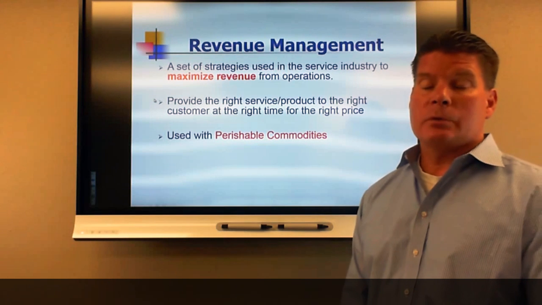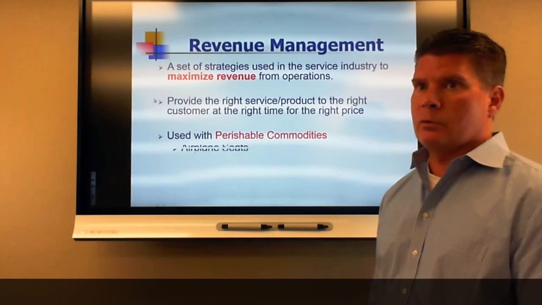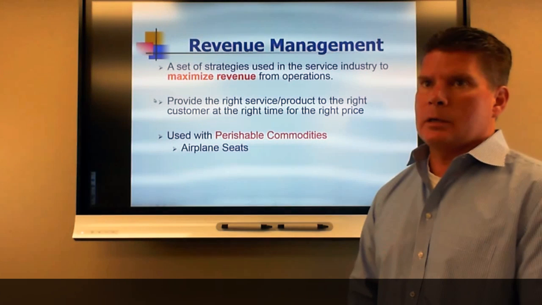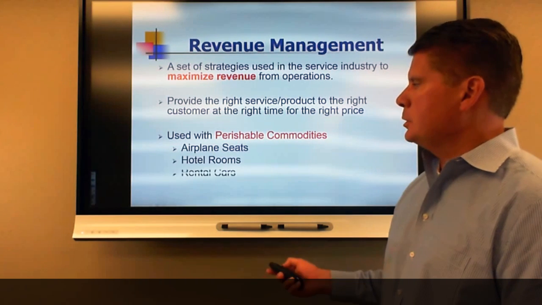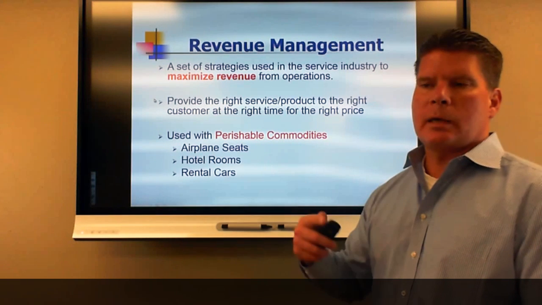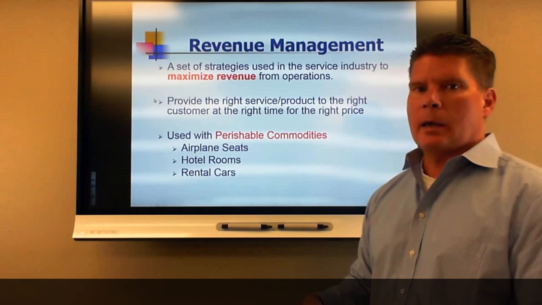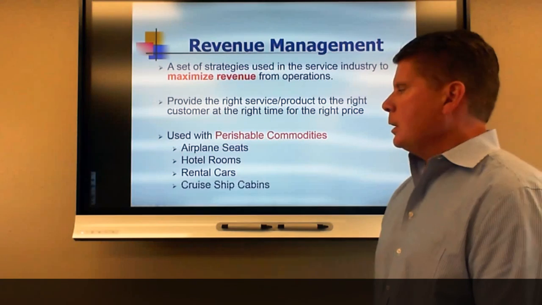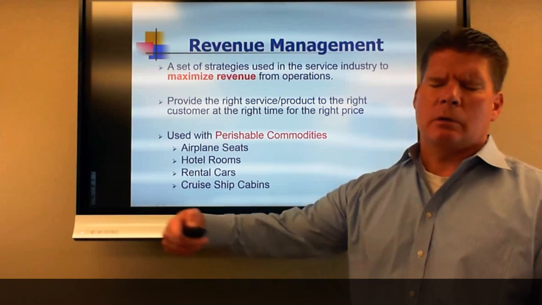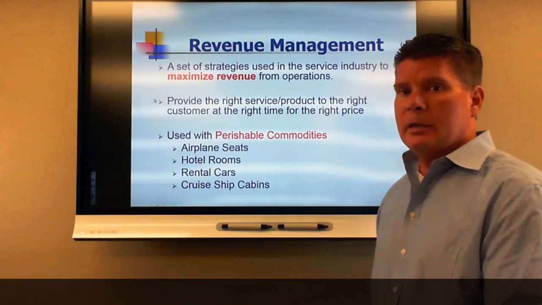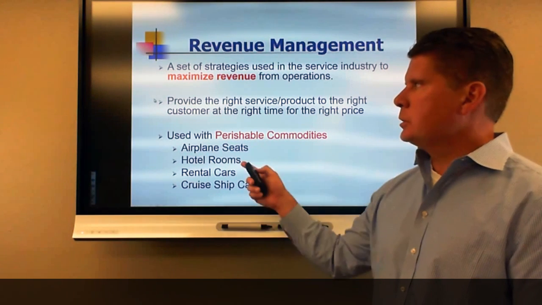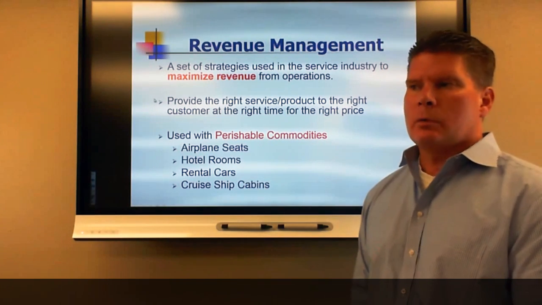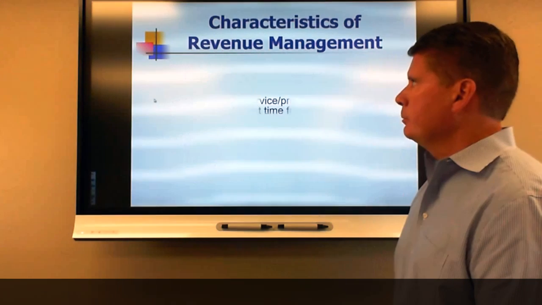Some other examples of perishable commodities that can use revenue management are airlines, and that's actually where revenue management began. Hotel rooms, as we mentioned, and rental cars, because I can't rent a car today ever again for today. And cruise ship cabins: once the ship leaves, I can't sell that cruise ship cabin again. All of these industries in the service area can use revenue management to maximize revenue.